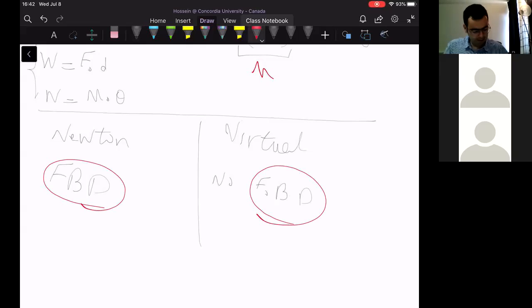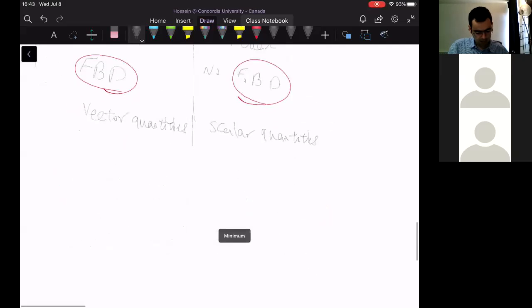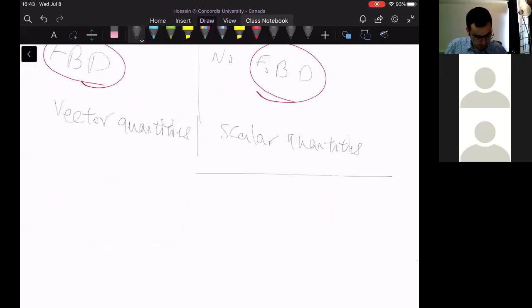And generally, Newton's law deals with vector quantities. On the other hand, virtual work is a scalar quantity. So that's it. So let's start with a quick comparison.